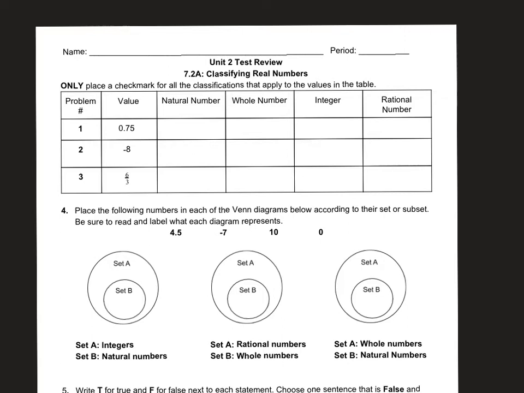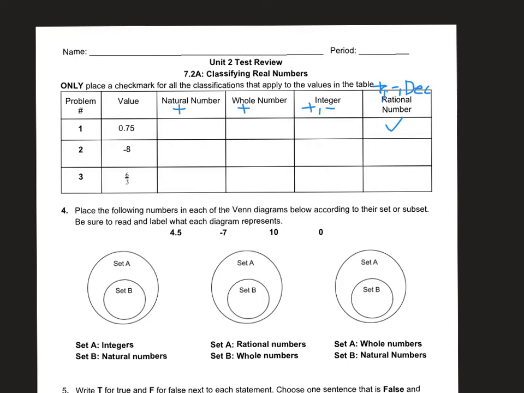Okay, so our first value here is 0.75. Well, I know that natural numbers are only positive and don't have decimal values. Whole numbers are positive as well and don't have decimal values or fractions, and integers are positive and negative values, but they don't have any fractions or decimals. And rational numbers is all of those things. They're positive, they're negative, they have decimal values, they have fractions included. So 0.75 or 75 hundredths only can be classified as a rational number.